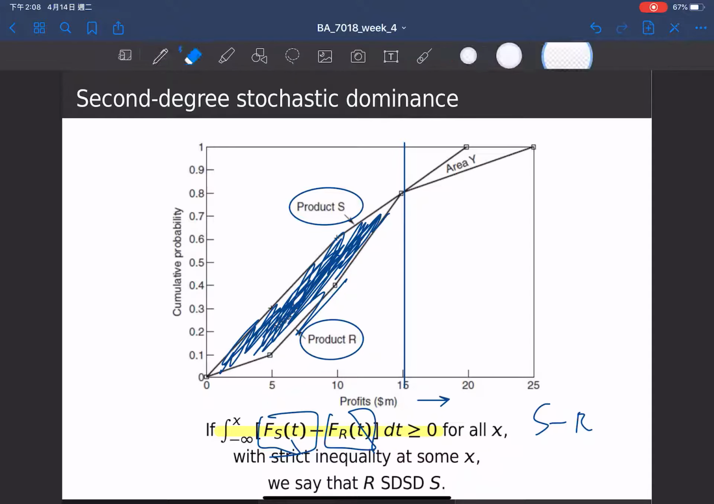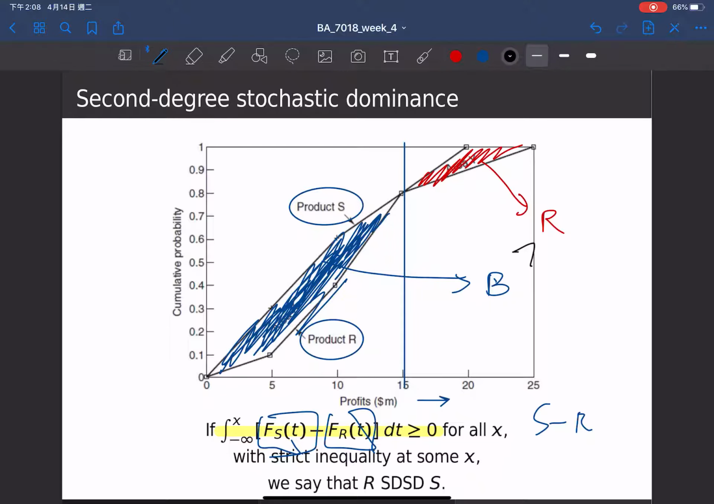And for this range, you will get a negative number adding up to the number here. So suppose this area is some number, say we call it area blue, and this is area red. What I really need is basically that blue is bigger than red. Then we will have this property. Okay? This is the definition.